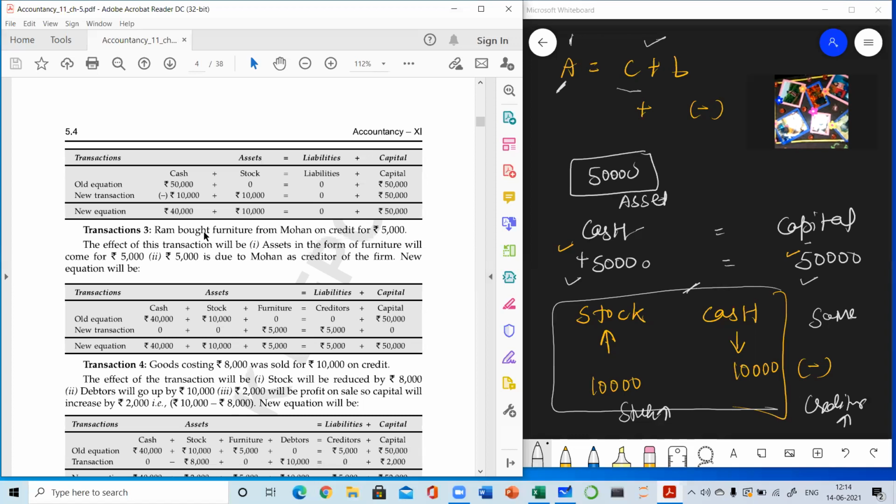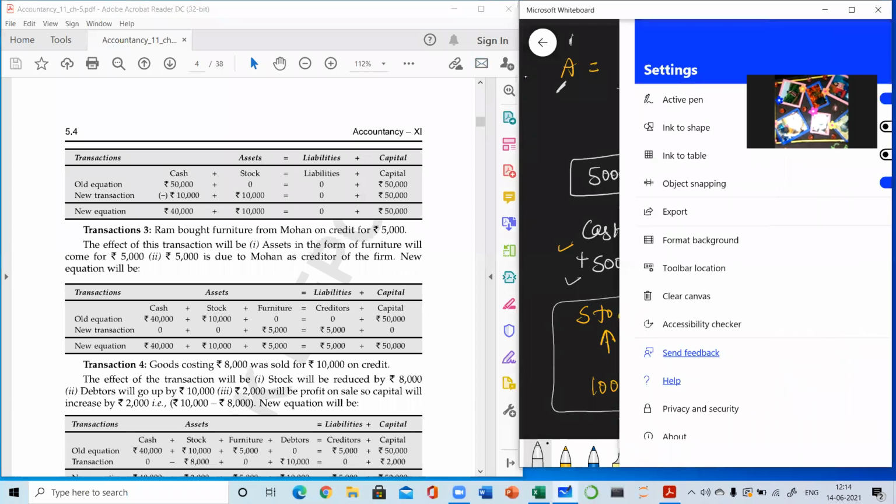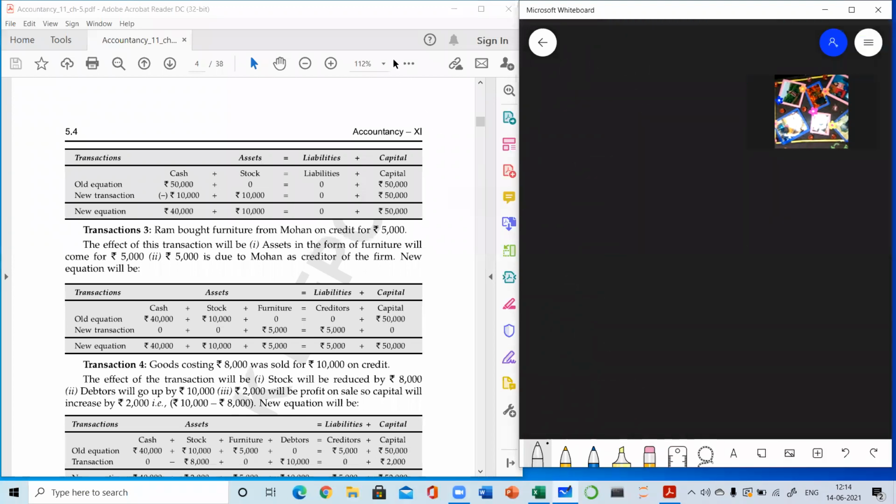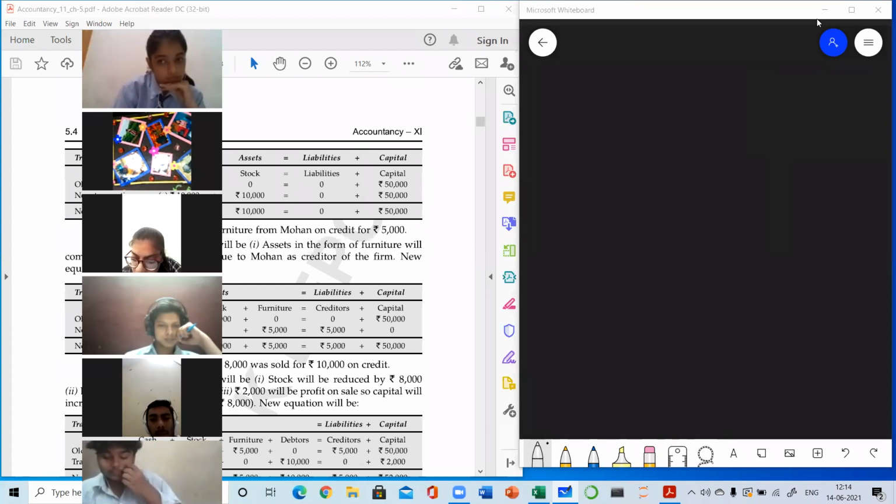Now next transaction: Ram bought furniture from Mohan on credit for rupees 5,000. I am waiting for your answer. Just raise your hands. Ram bought furniture for rupees 5,000 on credit. Yes, tell me fast. Raise your hands, everyone. How will it be affecting?